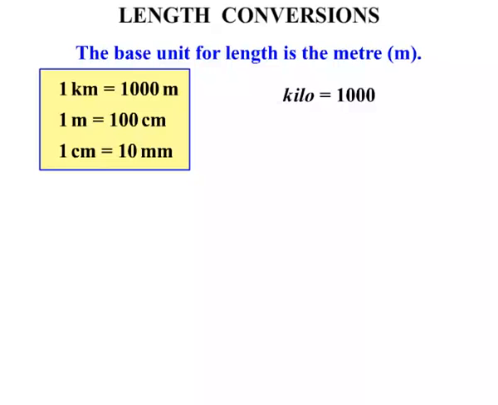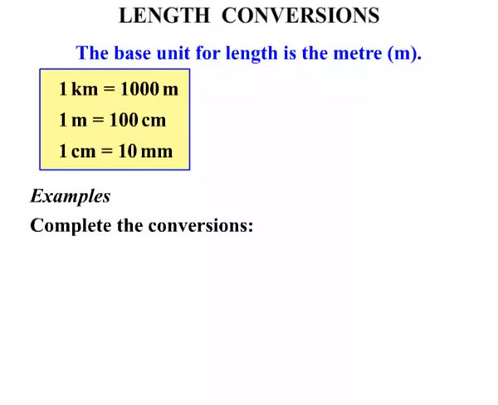The word kilo comes up a bit. It means 1,000. So a kilometre means 1,000 metres. The word milli, you might see, is 1,000th. So the word millimetre means 1,000th of a metre. Let's look at some examples. We're asked to complete the conversions.